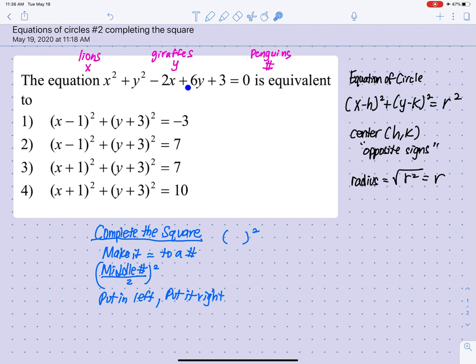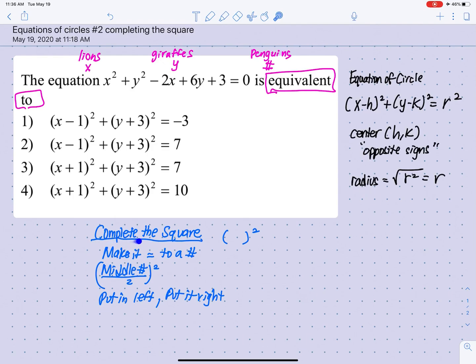Okay, now if you look at the given problem here, it says the equation x squared plus y squared minus 2x plus 6y plus 3 equals 0 is equivalent to. Now, what you notice here is we want to find the standard form of this given equation of the circle. You have to remember a concept you learned in algebra. In order to rewrite this equation in standard form, we have to complete the square. There's a little chant that I used to teach my algebra students, so let's review this.